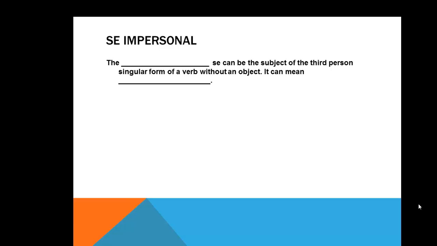First, we'll take a look at el se impersonal, the impersonal se, which can be the subject of the third person singular form of a verb without an object, meaning the he, she, you formal, or el, ella, usted form of the verb. Using the se impersonal can mean they, one, or you does something. For example, se vive bien en este pueblo. They live well in this town.